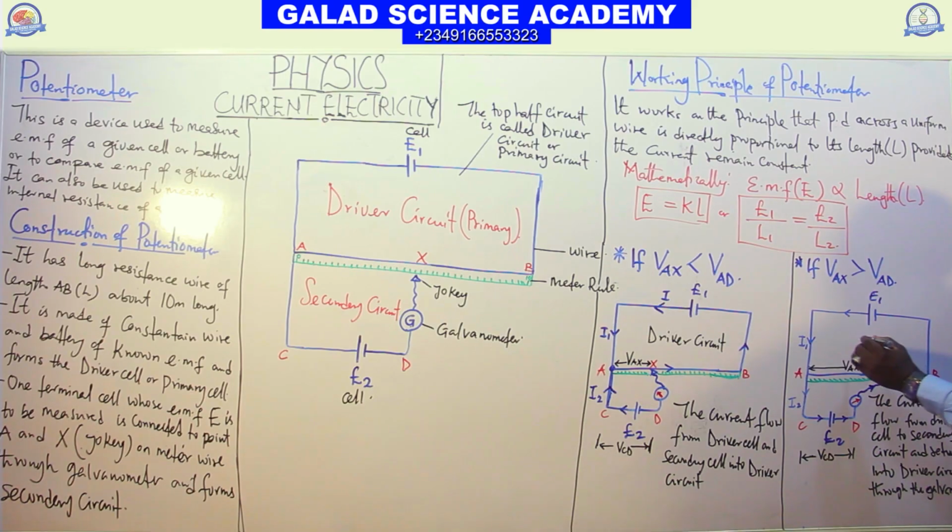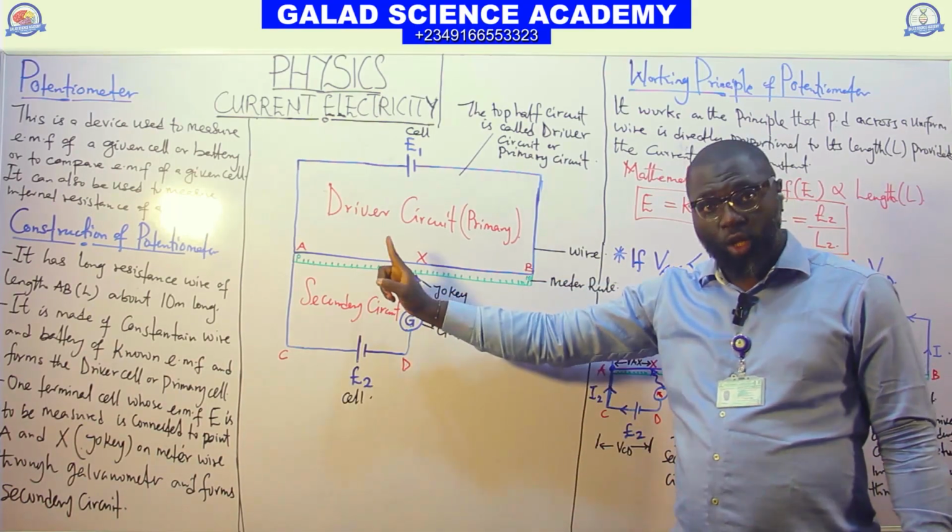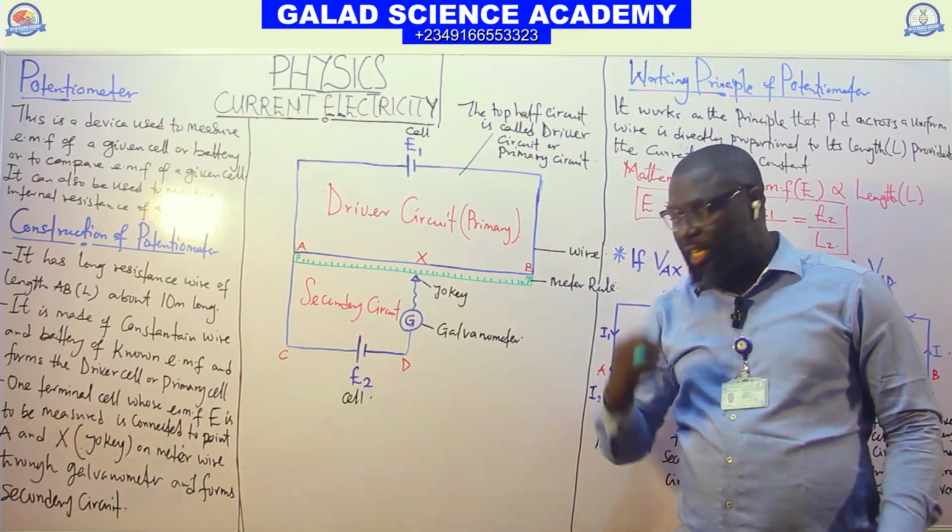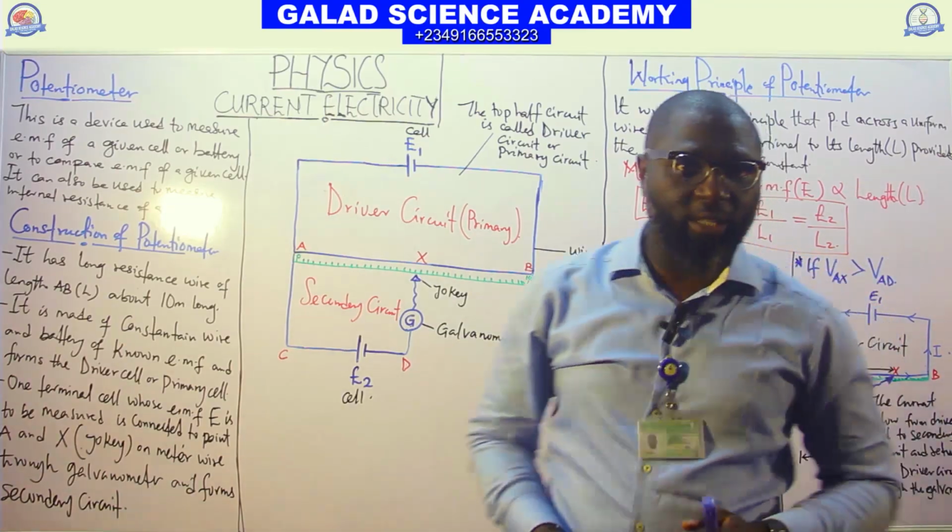So don't forget, this is the driver or primary circuit. So when the current now gets to this stage, it will go like this, and backwards to this. So this is the second case. The third case, I will not do a diagram for the third case. I will use this diagram to explain the third case. What happens at the third case?